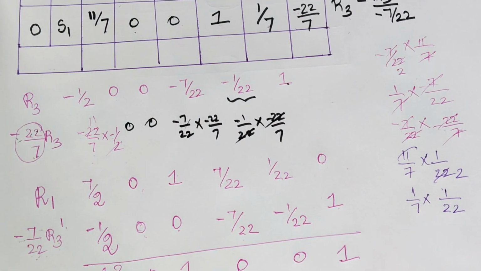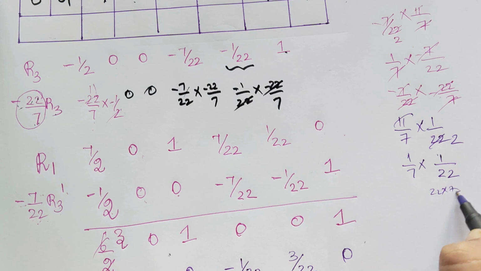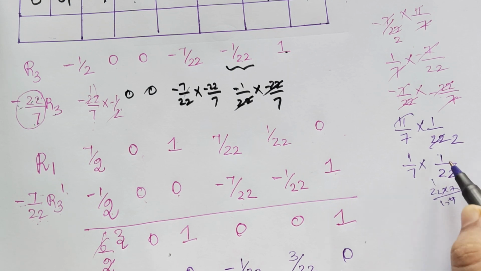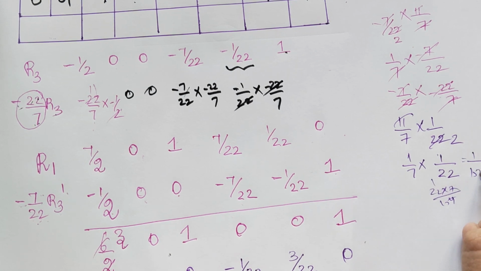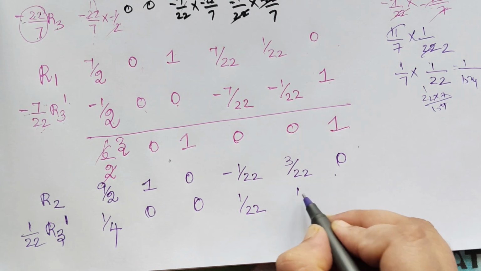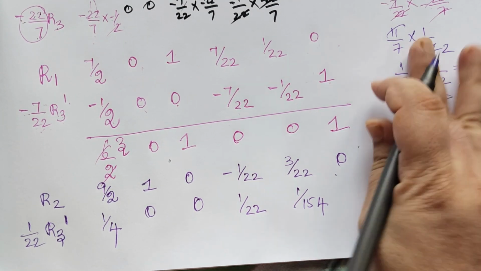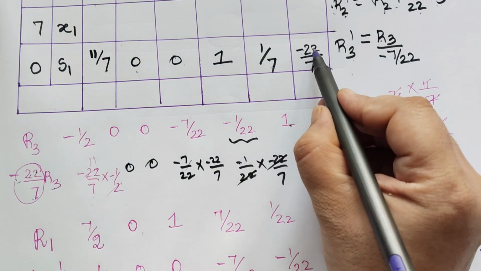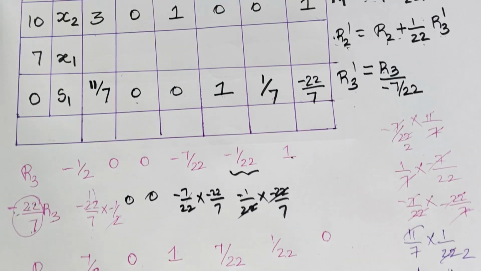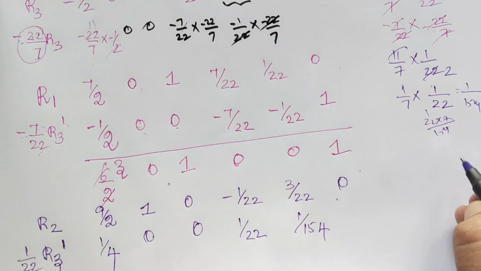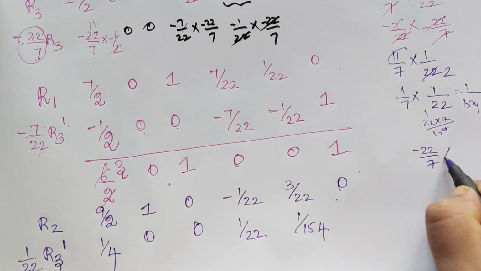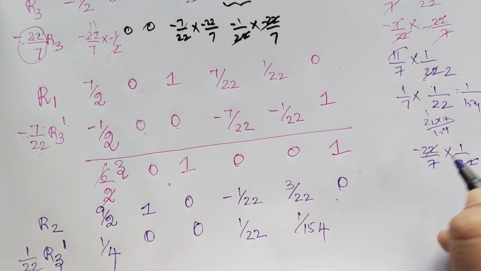So that will be 22 multiplied by 7 is 154. So that is 1 by 154, so we will have 1 by 154 over here. And then we have minus 22 by 7 multiplied with 1 by 22, so it will be minus 1 by 7.